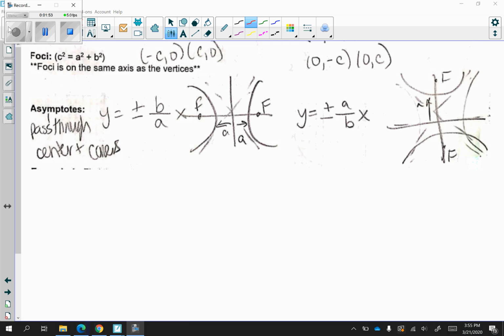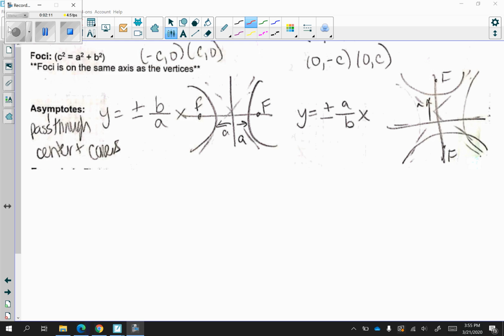Next, to find the foci, it's c squared is equal to a squared plus b squared. The foci are on the same axis as the vertices, so negative c comma 0 and c comma 0 when it's on the x-axis, and 0 comma negative c and 0 comma c when it's on the y-axis.